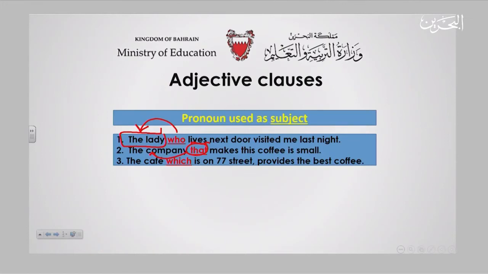Let's go to the last example: The cafe, which is on 77th Street, provides the best coffee. Now, we're talking about the cafe, so the cafe is the subject, and which is referring to the cafe being the subject. And here, I use these pronouns as subjects. Is there another use of them? Let's see.